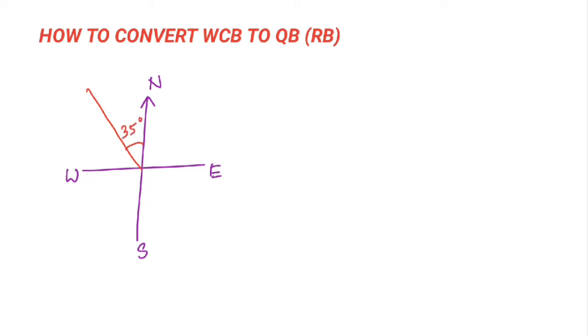Now I'll show you how to convert the angles in whole circle bearing system into the quadrantal bearing system. So here is how to convert whole circle bearing into quadrantal bearing system or reduced bearing system. Okay, here I'll take another example. So here is the angle north, south, east, west. It's north, south, east and west. Suppose our line is here, it's 35 degree.